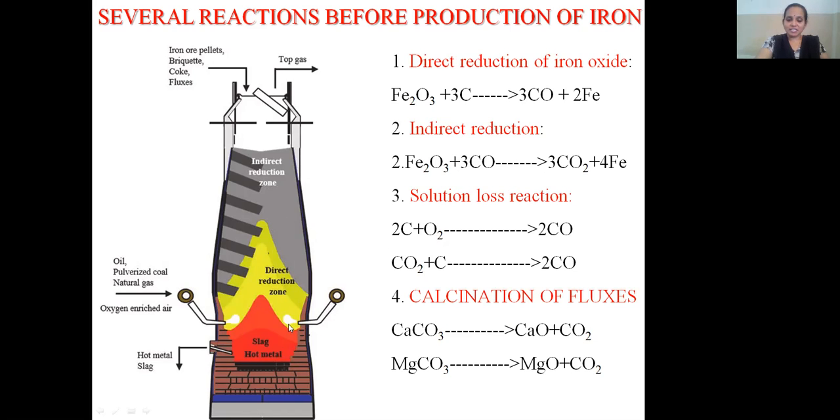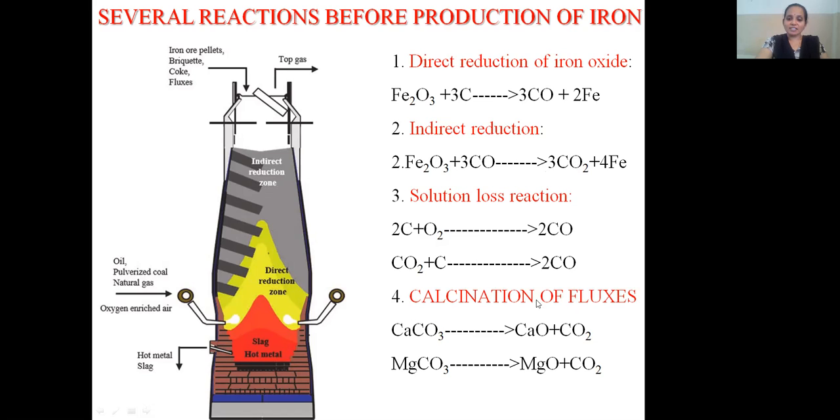The oxygen present in the blast of air reacts with carbon of coke to produce CO, carbon monoxide gas. The carbon dioxide produced in the indirect reduction and in the calcination of fluxes again reacts with carbon of coke to liberate CO. Again, this helps the CO to reduce iron oxide to iron in solid state.